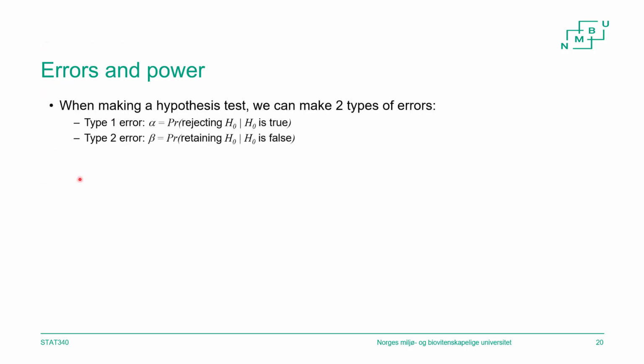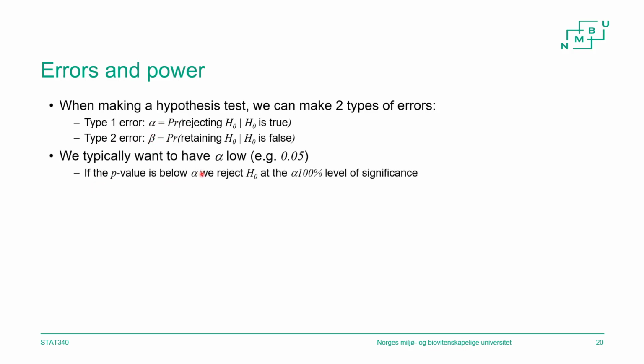So a few words about errors and power at the end, even if this was a very long lecture. We make hypothesis tests, right, in all kinds of variants. And each time we do so, we can make two types of errors. The type 1 error by rejecting the null hypothesis when it is actually true, or the type 2 error, retaining the null hypothesis when it is actually false. The probability of type 1 error we call alpha, and the probability of type 2 error we call beta.